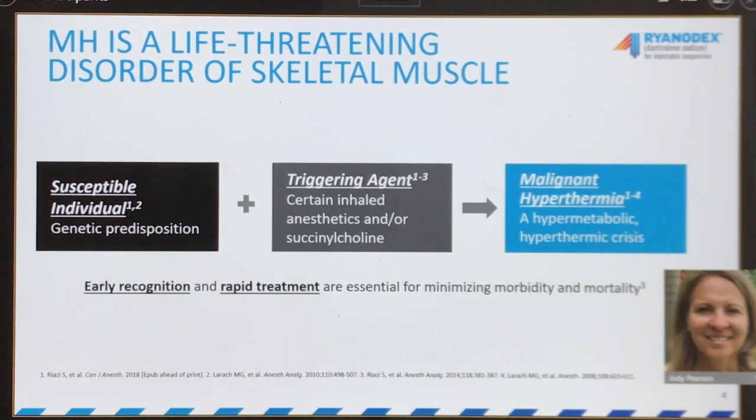Then sometimes malignant hyperthermia will occur, and this is a hypermetabolic, hyperthermic crisis. And it's imperative that you recognize this early and that the patient receives rapid treatment, as this is essential for minimizing morbidity and mortality. In essence, this is almost seen as important as fire drills. And that's something that you have to be trained on yearly as well. This is a high acuity, low volume event, and that's why this training is so important.